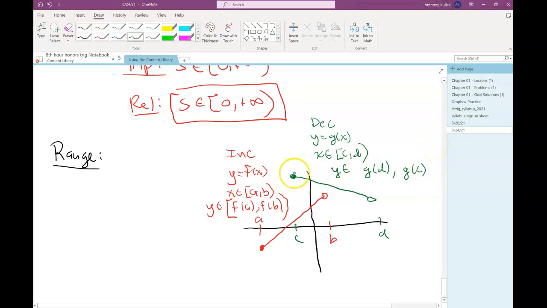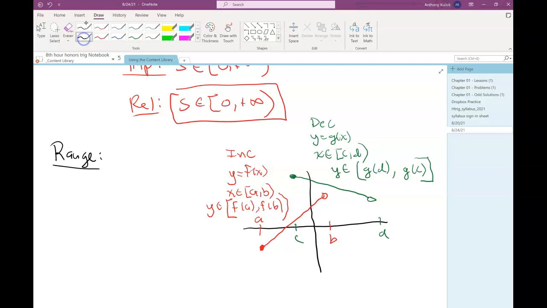Now notice that at c, the point is filled in, so that needs a bracket. And at d, the point is open, it needs a parenthesis. Notice that's matching the c and d from the domain, right? The parenthesis or bracket on d is the same as the one on g of d, even though they switched order. Everybody's okay with that? So what this is telling me is I can figure out the range if I can figure out the parts that are increasing and decreasing. I can just piece the range together from those.